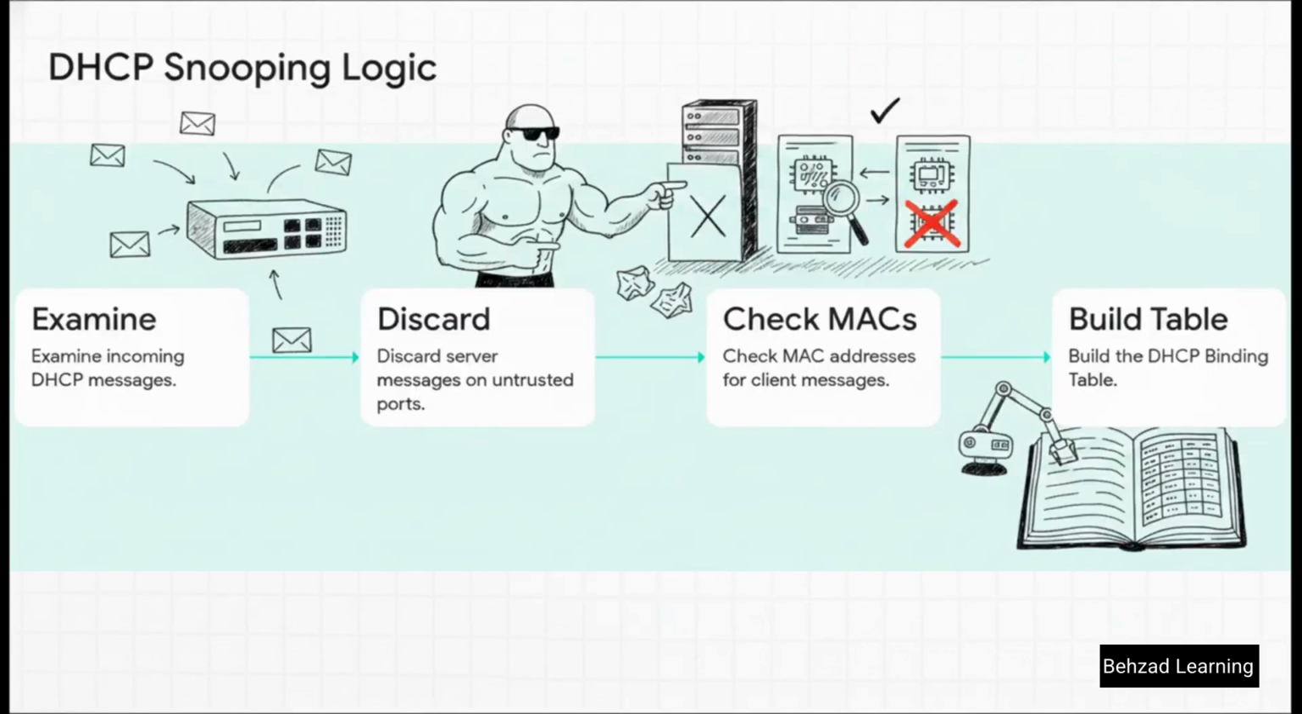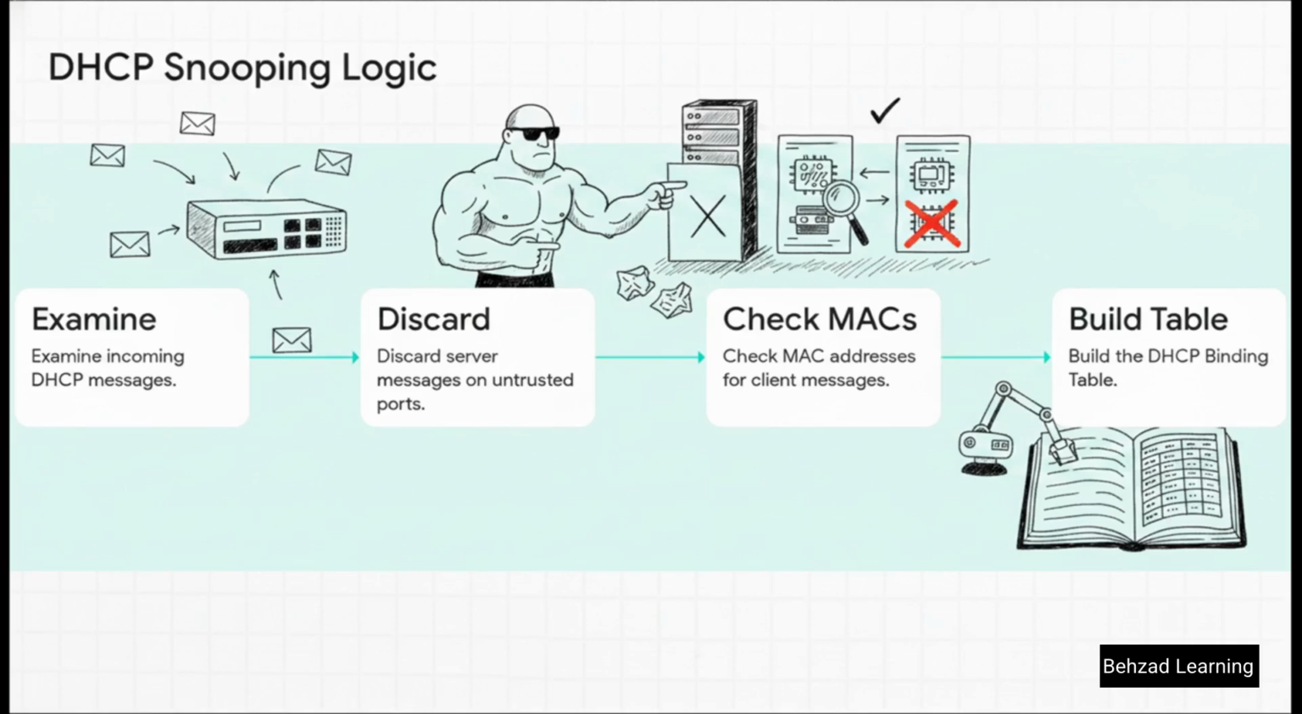The real magic here is the step-by-step logic check the switch starts performing. First up, it examines all incoming DHCP messages. If it sees a server message, like an offer or an ACK, trying to enter an untrusted port, it instantly discards it. The bouncer literally just says, "Nope, servers don't come through this door."